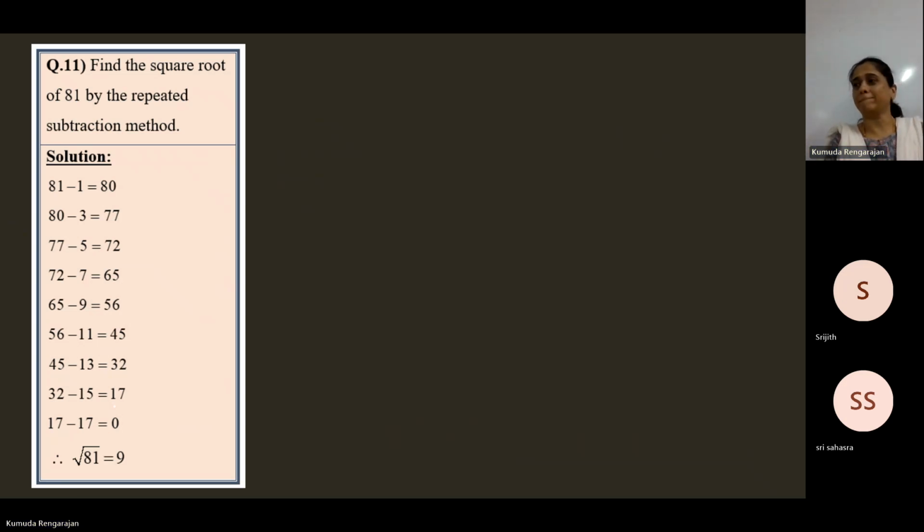Take down. Find the square root. Please write down, children. Find the square root of 81 by the repeated subtraction method. Number of steps is 9. Therefore, the square root of 81 is 9.